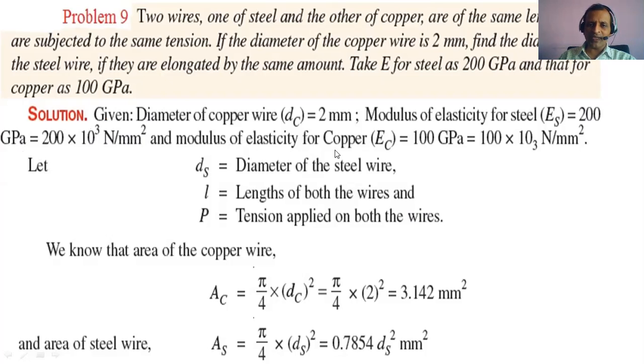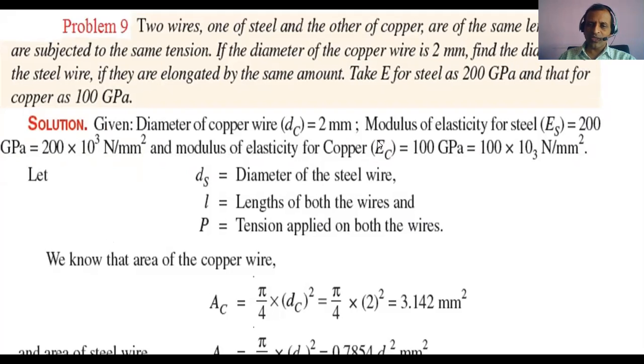And modulus of elasticity for copper. Capital E with small c means it is the Young's modulus of copper material. That is 100 gigapascal. So this is equal to 100 into 10 to the power of 3.